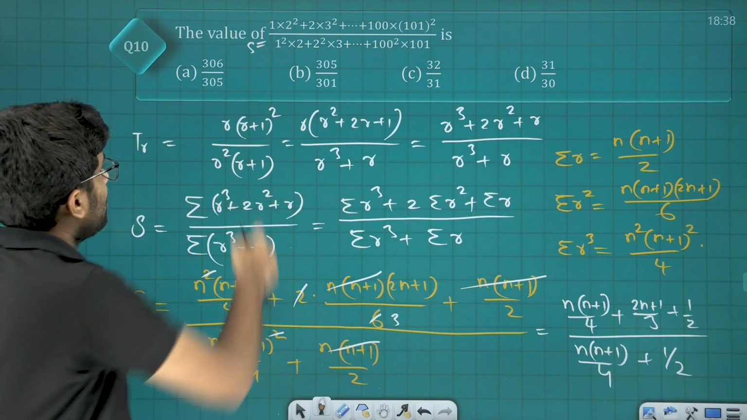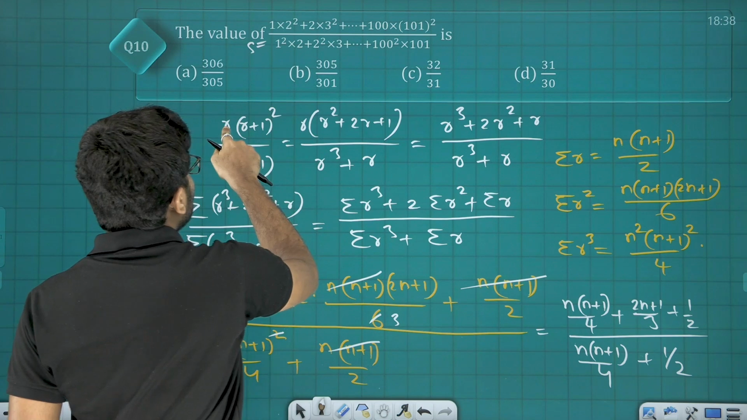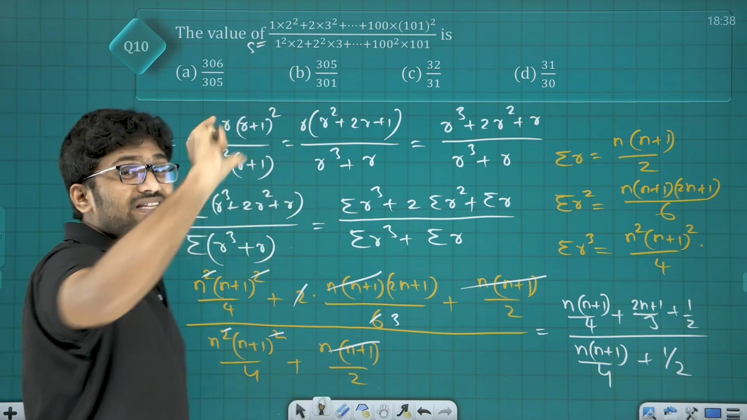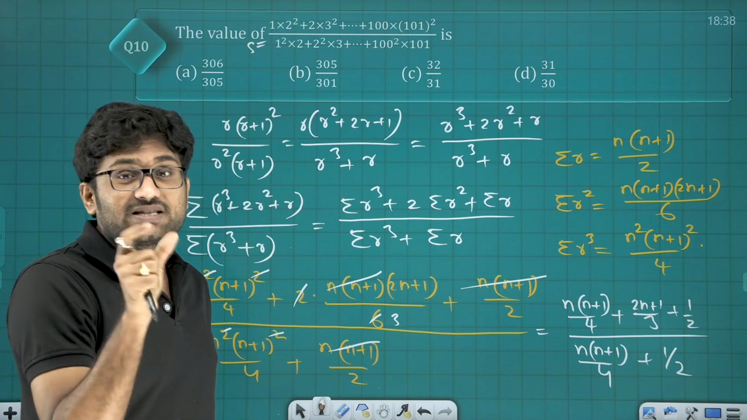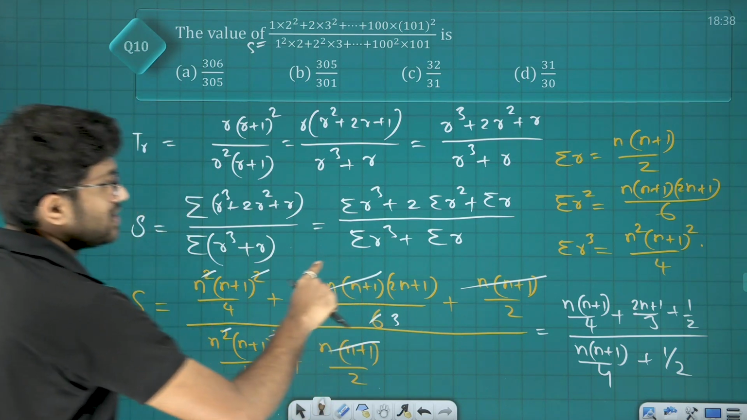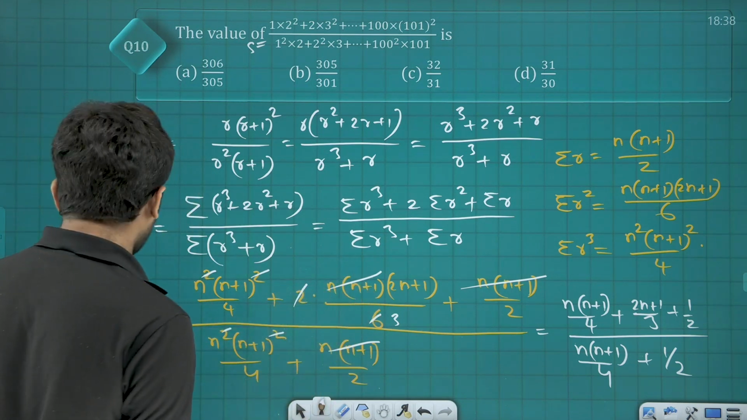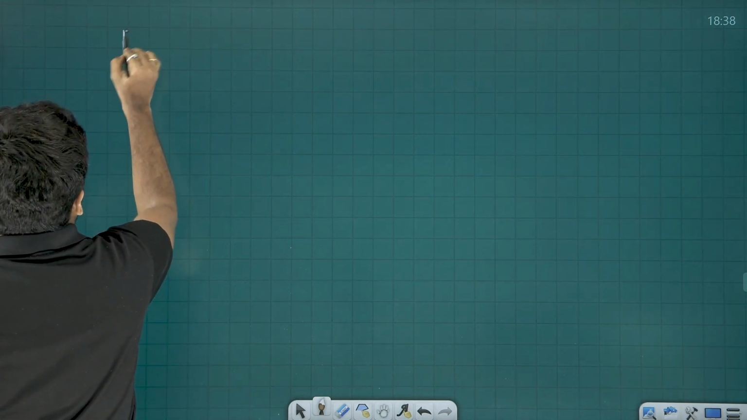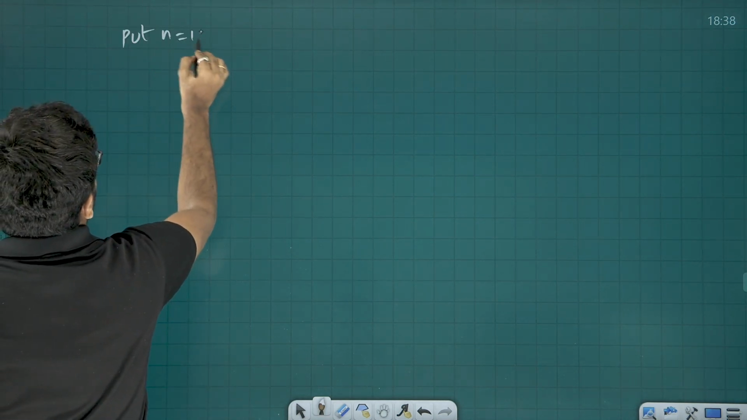What is n? When you put r is equal to 100, you are getting the last term. That means this particular series consists of 100 terms. So put n is equal to 100 in both numerator and denominator.